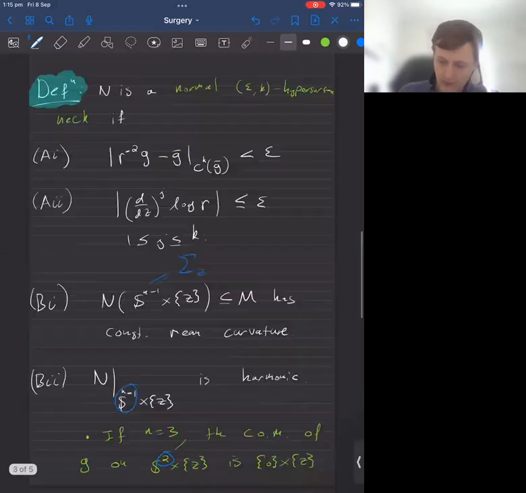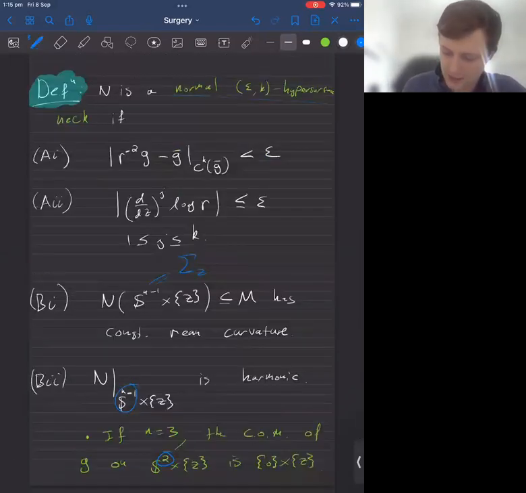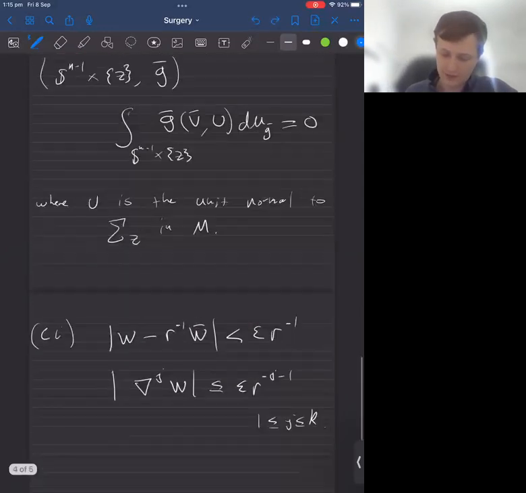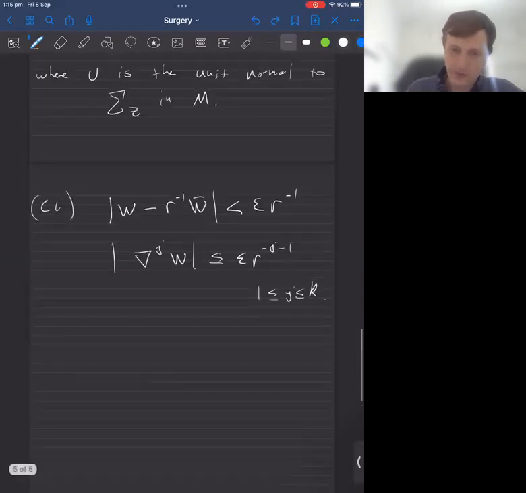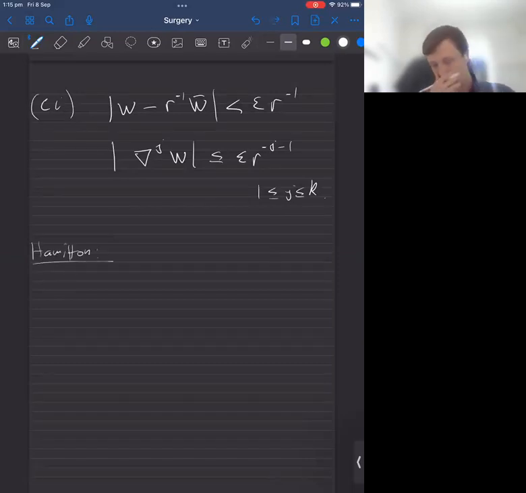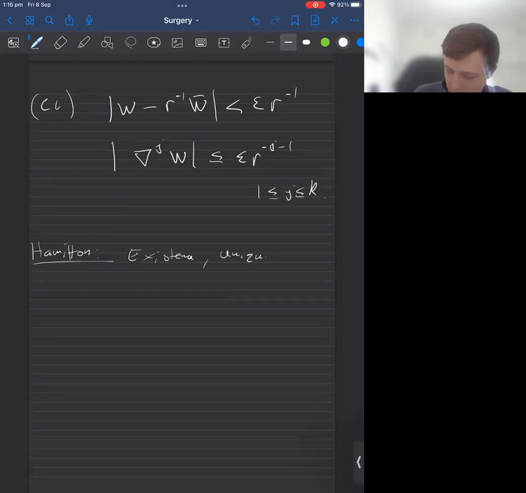And so that's going to be our official canonical parameterization for these necks that are close to a cylinder. And so Hamilton introduced this and proved existence, uniqueness, and maximal existence of maximal normal necks, which I'll define a little bit better.